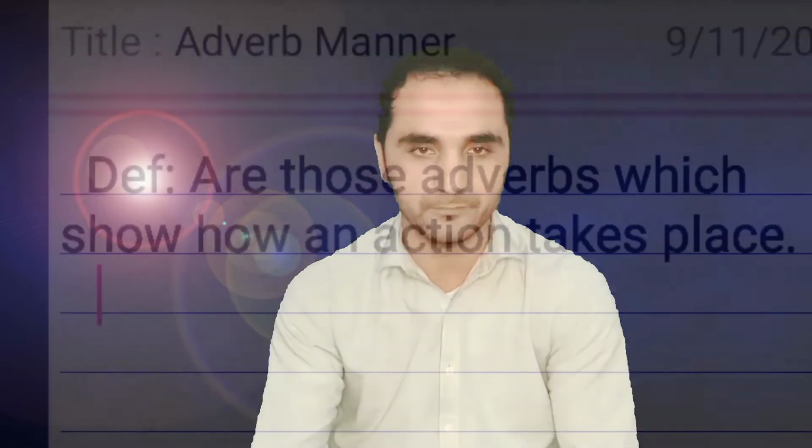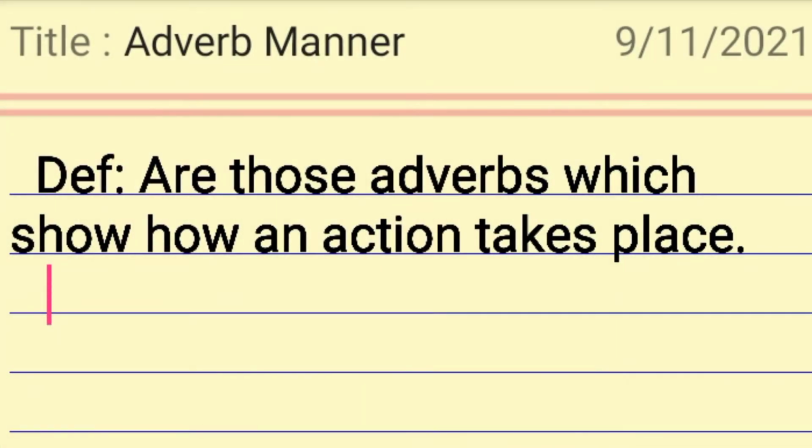So let's get started. What is an adverb of manner? First we have to look at the definition. Adverbs of manner are those adverbs which show how an action takes place or happens. Simply, it talks about how an action takes place. It also talks about the way actions happen.